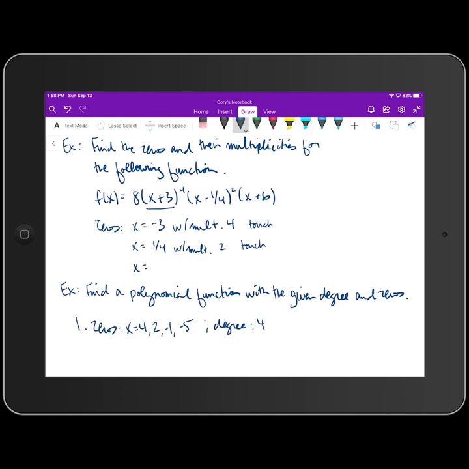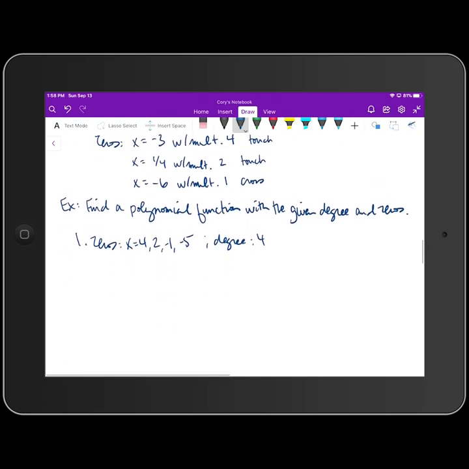Okay, and then our third zero is the value that makes the third factor 0. So if our third factor is x plus 6, the value that makes that factor 0 is x is equal to -6. And then the multiplicity of that zero is the exponent for that factor. So that has an exponent of 1, so the multiplicity is 1. And if the multiplicity is odd, that means that the graph is going to cross the x-axis at that x-intercept.